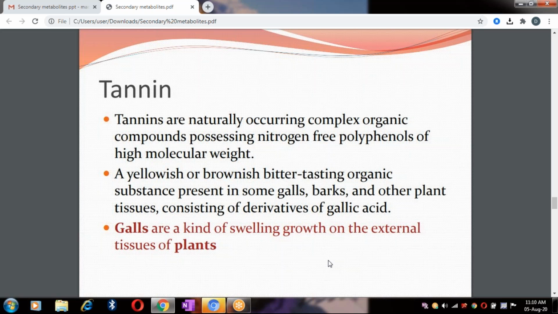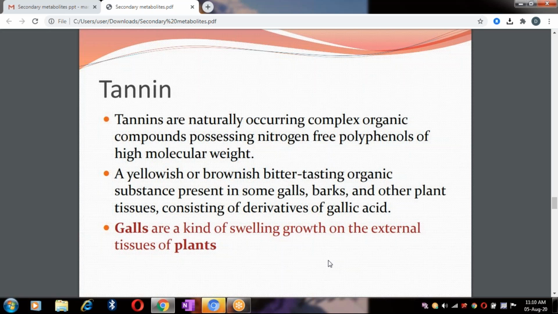So hydrolyzable tannins means, as the name suggests, it can be hydrolyzed by acids or enzymes to produce gallic acid or ellagic acid, which on further distillation gives pyrogallol. And one more thing is, when you treat it with ferric chloride, they'll give a blue color. Example is myrobalan, ellagitannins, clove, etc.